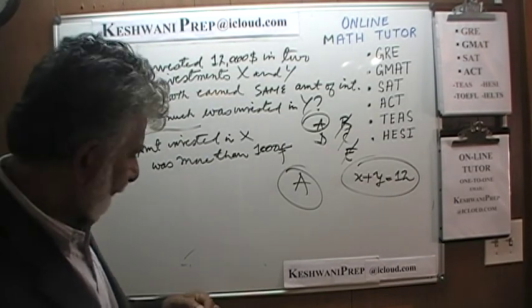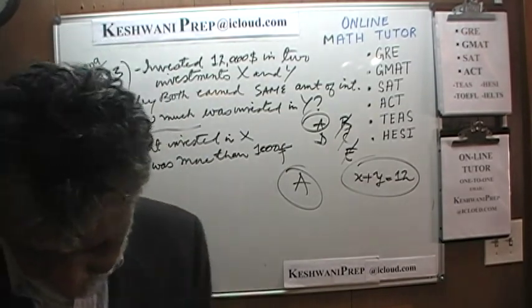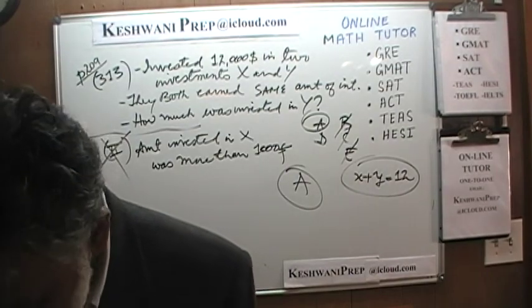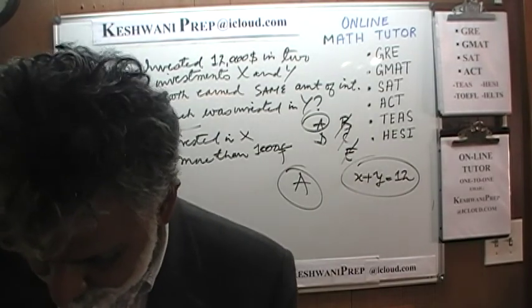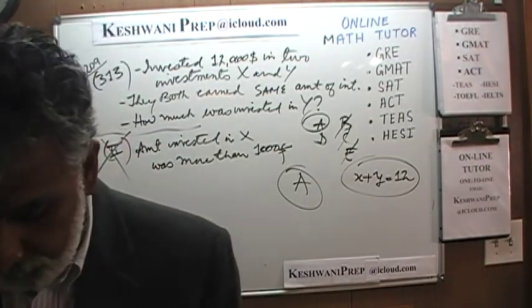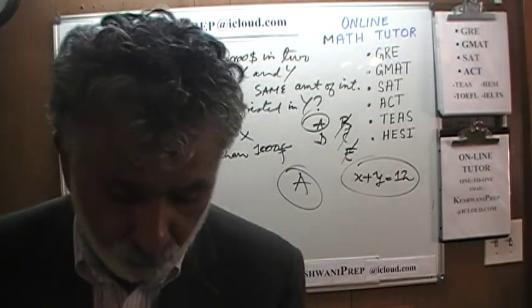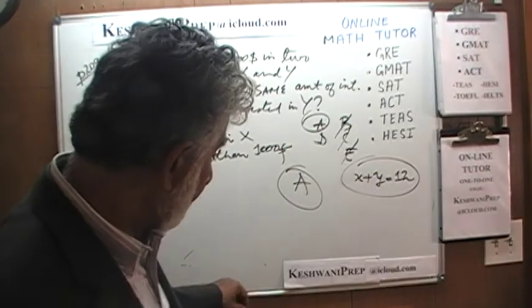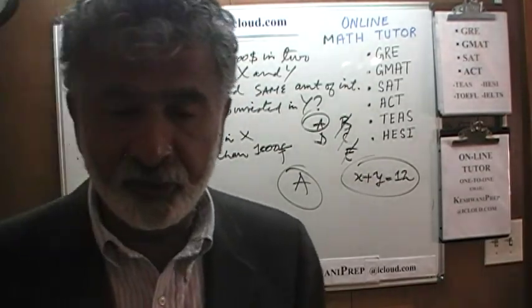The answer is A. That was the end of the first column. Number 313 is what we just finished. That was the end of the first column on page number 209. We're going to do the second column a day after tomorrow. Tomorrow, we'll go back to multiple choice problems. We'll make some progress there.